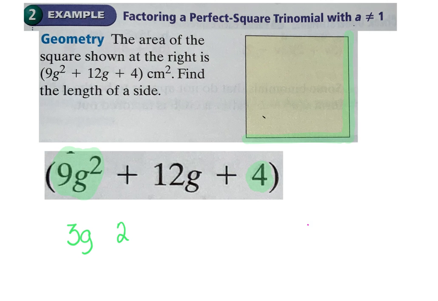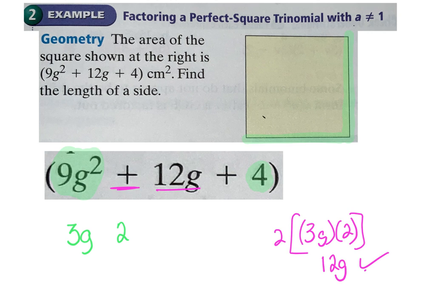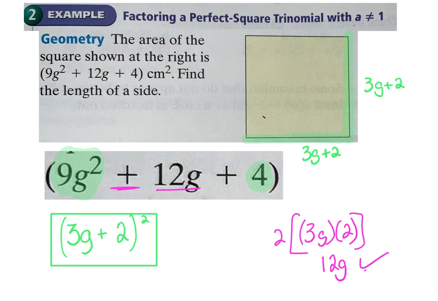We're going to say, well, if I take 3g times 2, that's my first and last term, and I double it, I'm going to get 2 times 3 times 2, which is what? 12g. That is my middle term. So that does work. It is a perfect square. I'm going to use the plus sign there. So it's going to be 3g plus 2 squared, which means each side is going to be 3g plus 2. Because this would be my factoring for that trinomial.